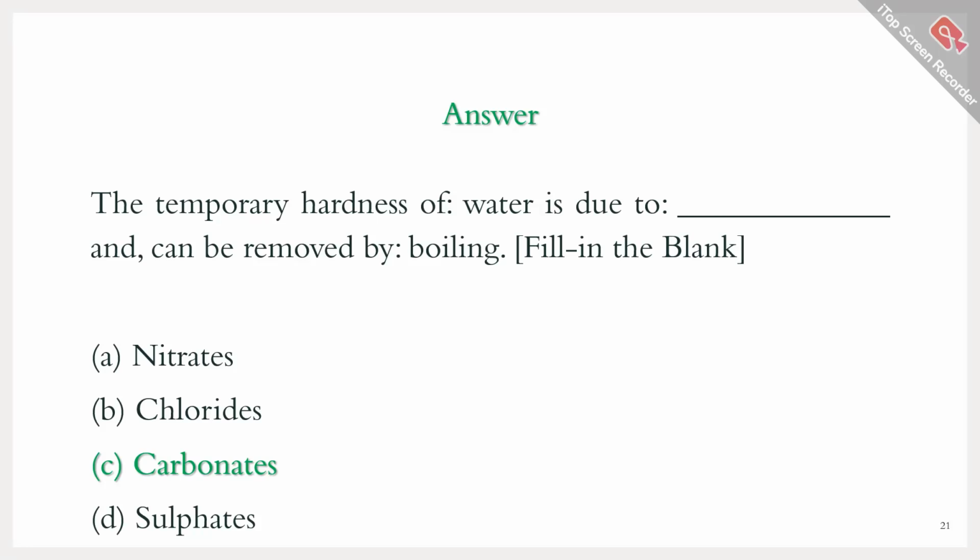But if we use carbonates, like calcium carbonate or magnesium carbonate, what will happen? If we boil the water, the carbon dioxide part will get separated from the salts and go away, and calcium oxide or magnesium oxide will precipitate. So the temporary hardness of the water is caused by the carbonates of calcium or magnesium ion. They can be removed by boiling.